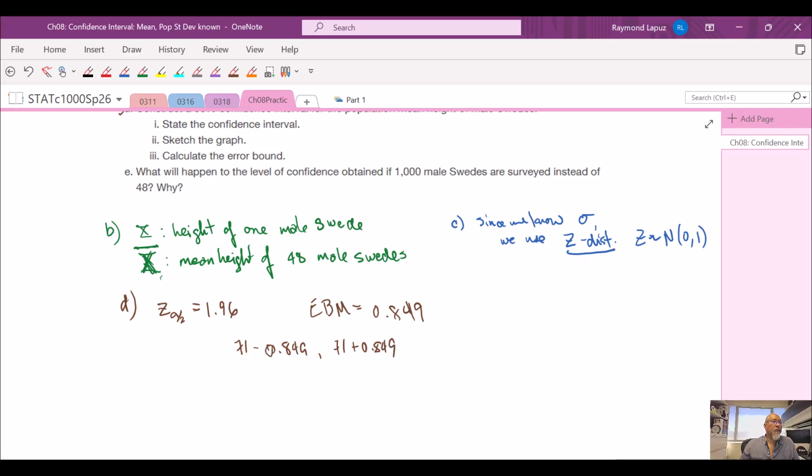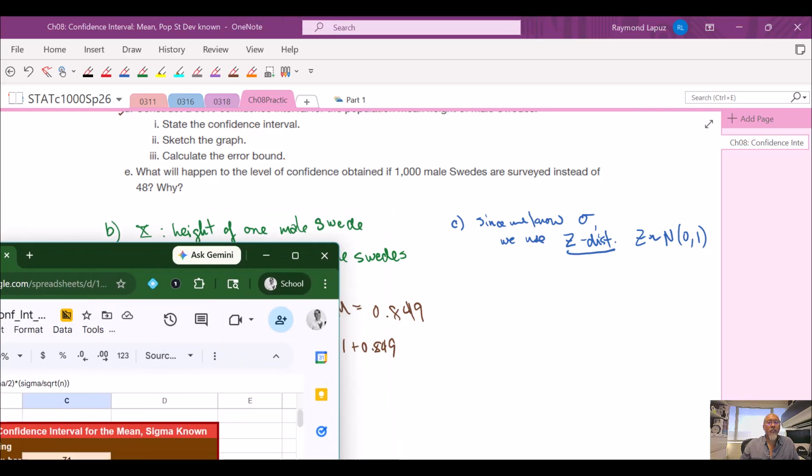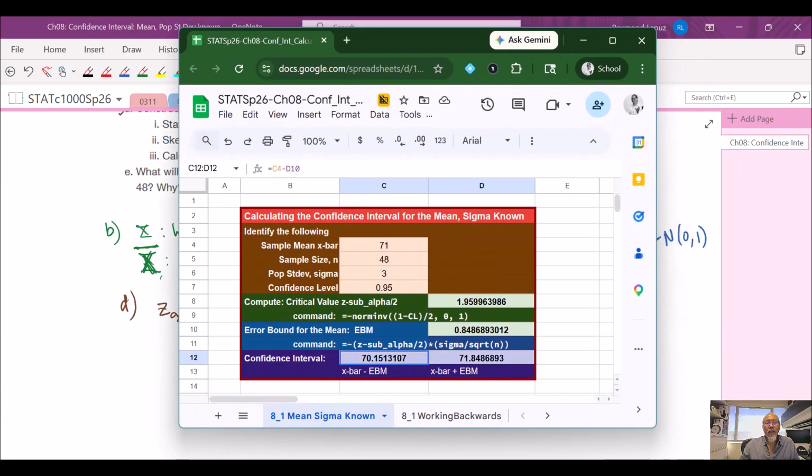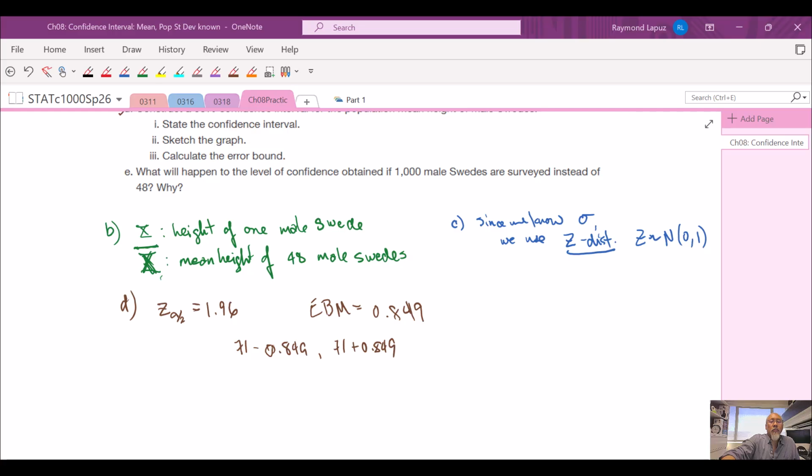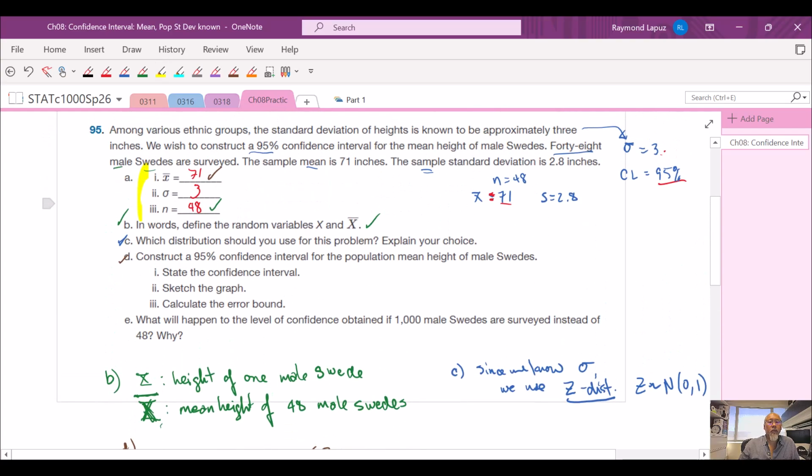Now, Google Sheets can easily calculate that, and it's calculated down here. So we got 70.151 and 71.849. All right, so the confidence interval, call it CI, we usually write in parentheses notation. We have (70.151, 71.849). All right, so that is our confidence interval. That's one of the things that they wanted. They also wanted the graph and the error bound.